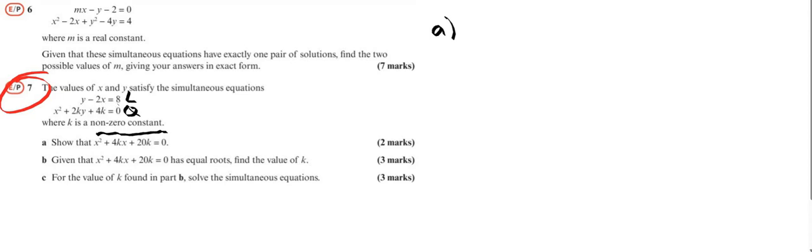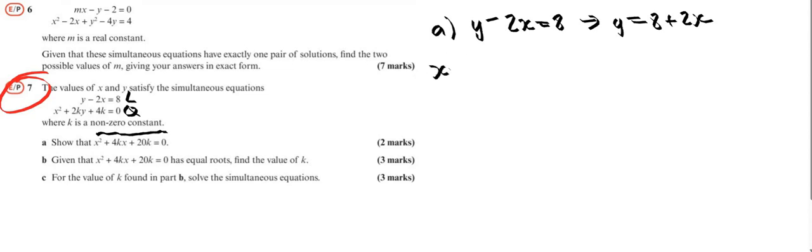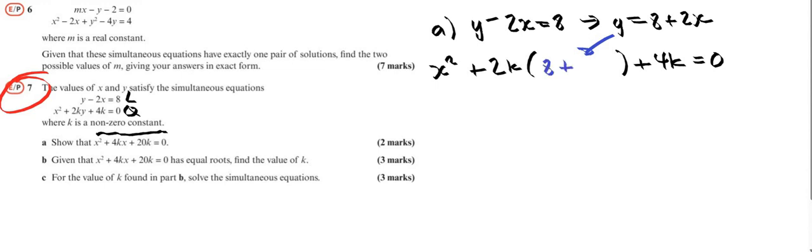Well, what do I do? I take my linear, which is y minus 2x equals 8. I'm going to restate it so it's in terms of y or x. Now, I think the easiest way to do this is in terms of y. Right, now I've got my quadratic, which is x squared plus 2k times y plus 4k equals 0. Right, now what I'm going to do is take my restated value of y, which is 8 plus 2x, and substitute that into my quadratic.